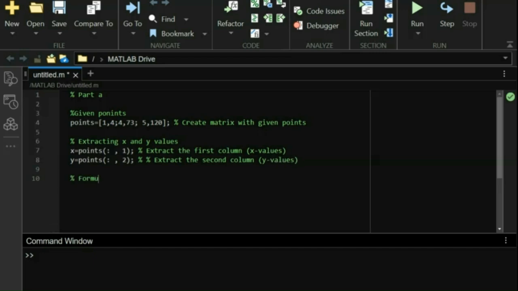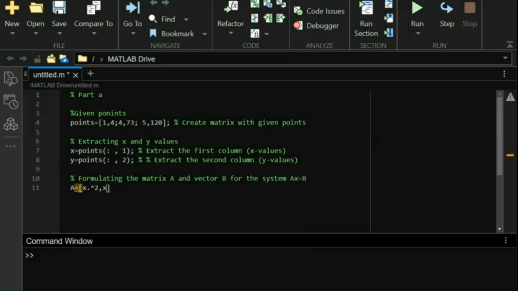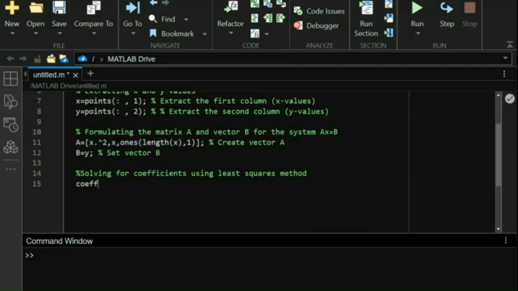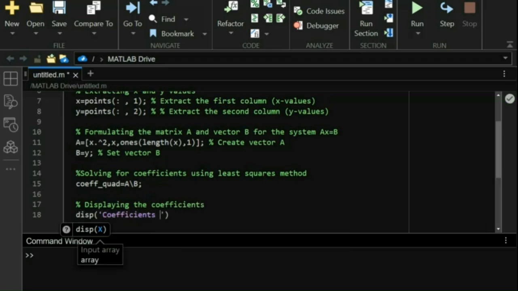We need to formulate the matrix A and vector B for the system AX = B. For a quadratic polynomial, we can now solve for the coefficients using the least squares method, which is done by the backslash operator in MATLAB. Display the coefficients. Displays a message indicating the coefficients of the quadratic polynomial.